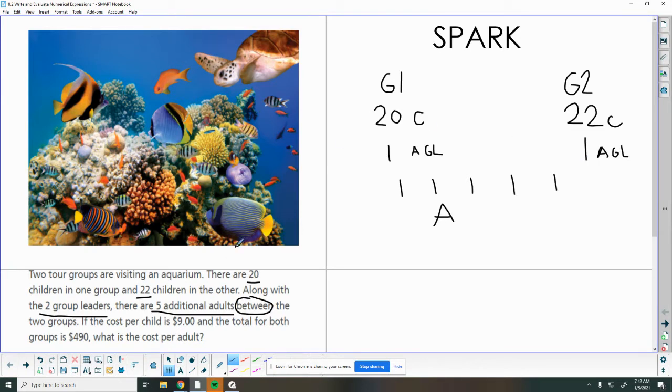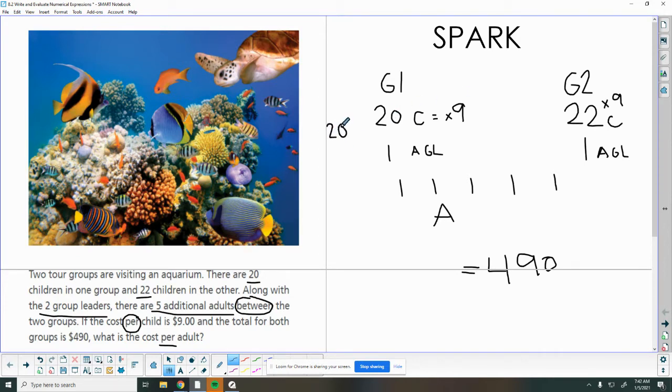The cost for each child, per child, is $9. So each of these I'm going to times by 9, and each of these we need to times by 9. And then the whole entire total needs to equal $490. And I'm looking for the cost of 1 adult. So first we need to see how much was spent on the children.